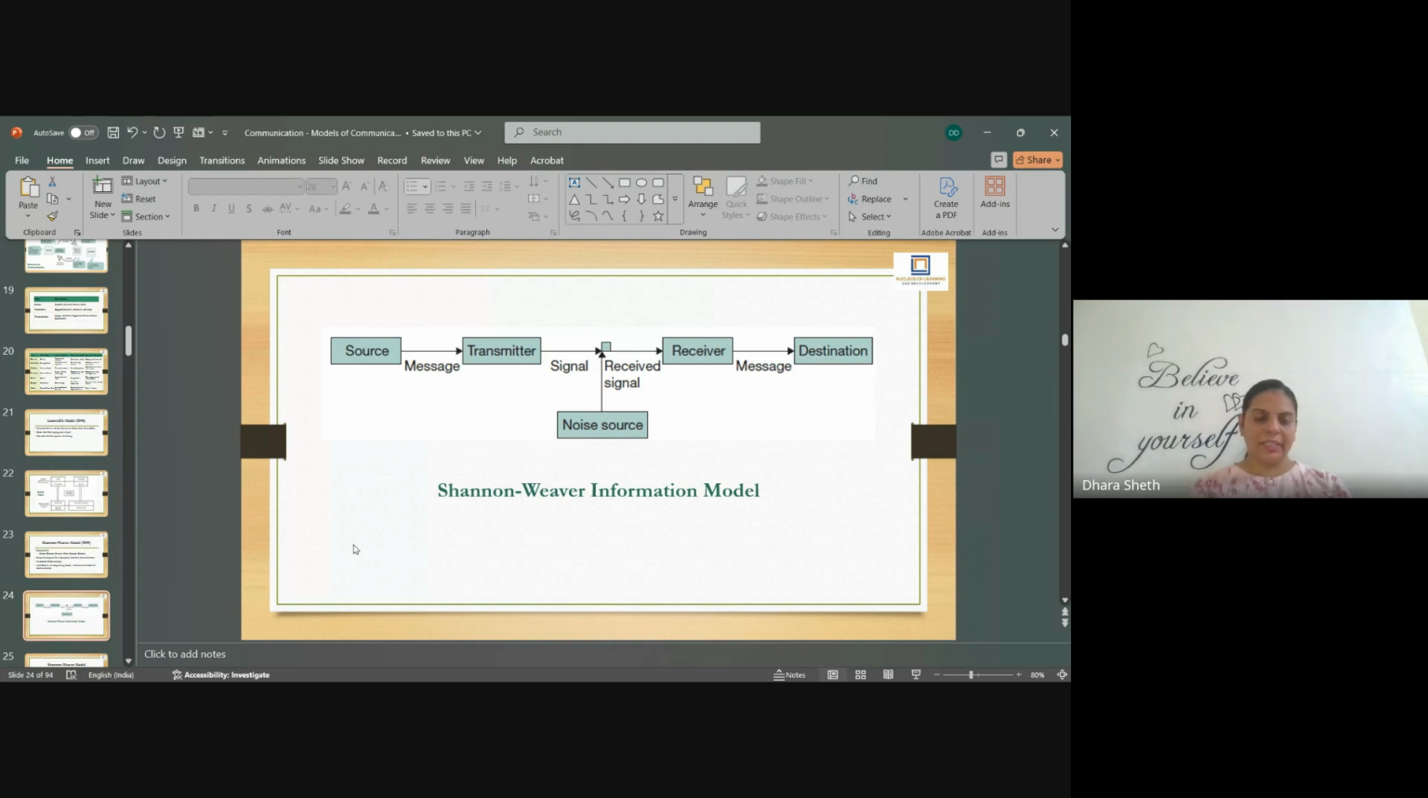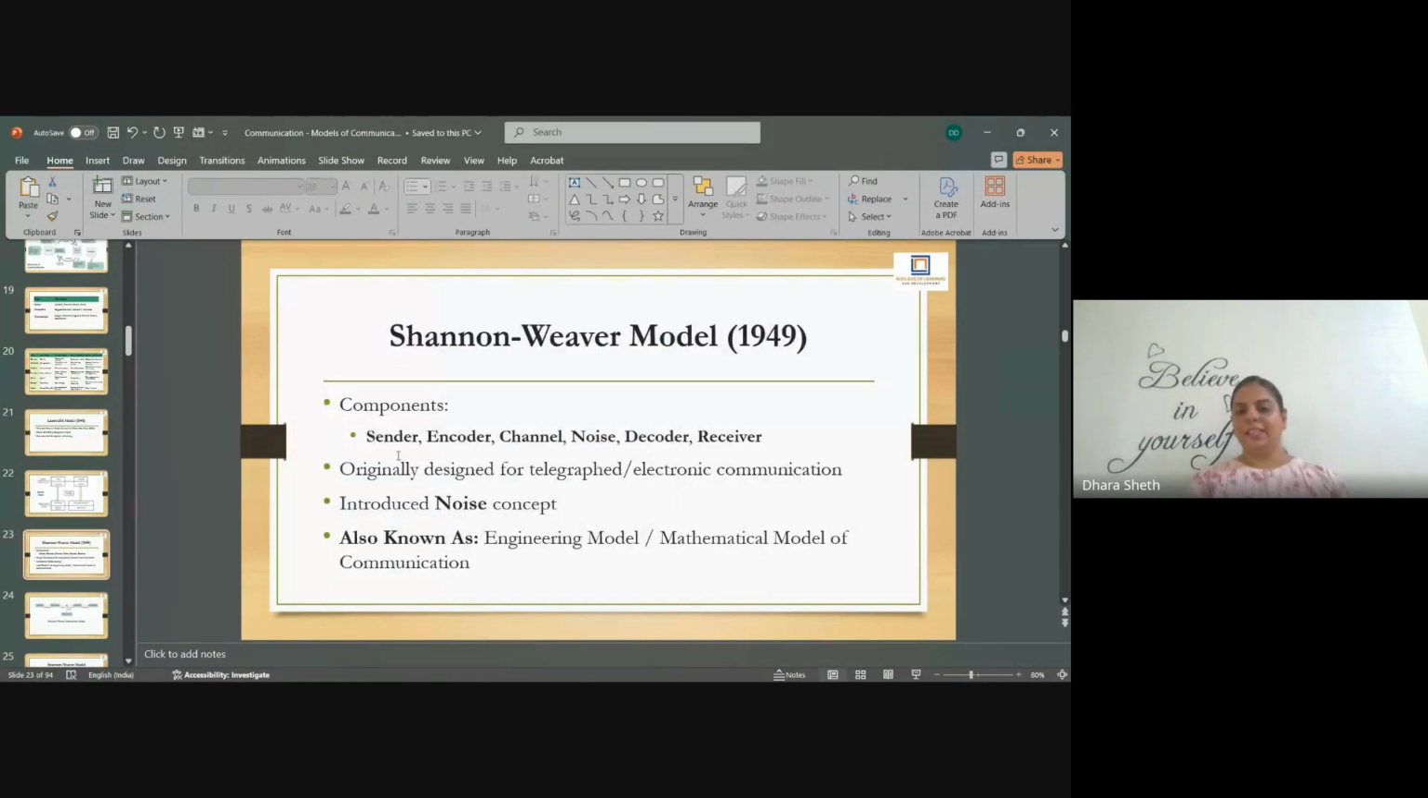Okay. And previously, in the last 2-3 years, a question has been asked based on the Shannon-Weaver model. Sender, encoder, channel, noise, decoder, receiver. So see these words: sending, encoding, channel, noise, decoding, receiving, feedback. This is the basic terminology of communication. It was originally designed for telegraphed or electronic communication. It introduced the concept of noise. It is also called the engineering model or mathematical model of communication.